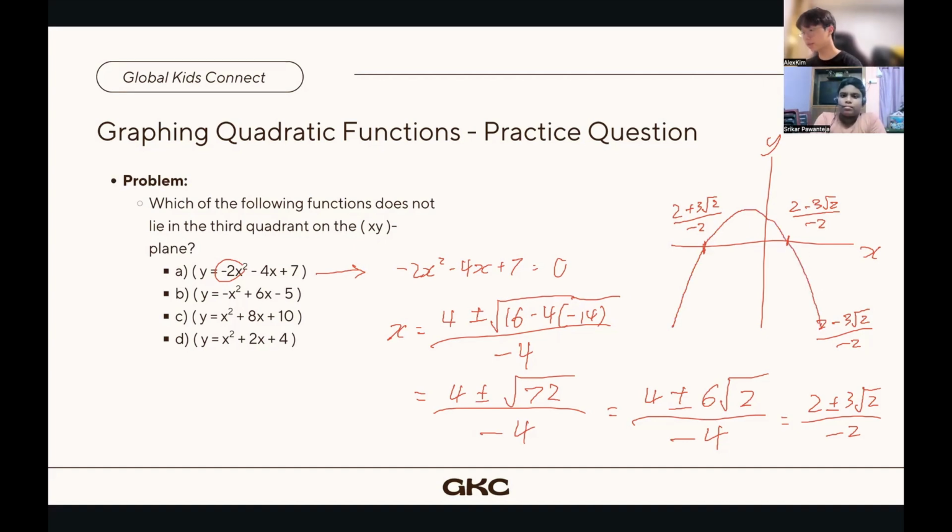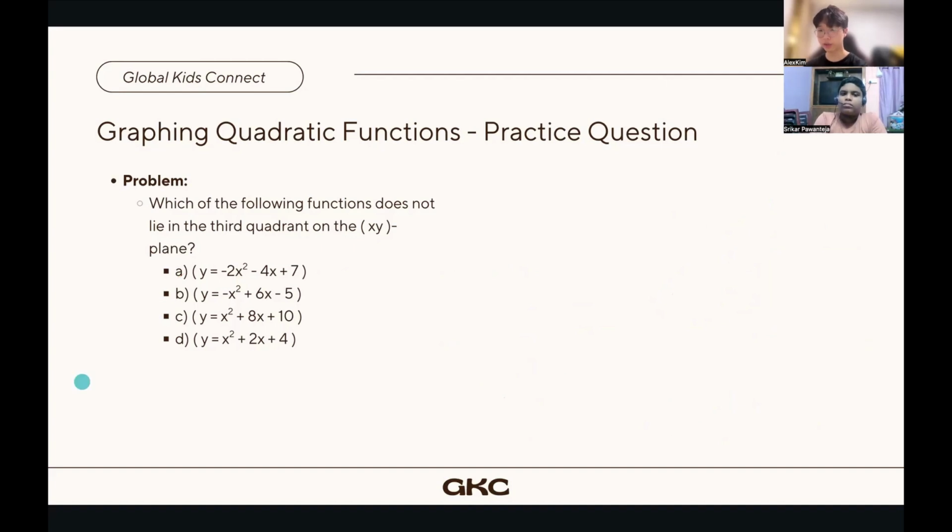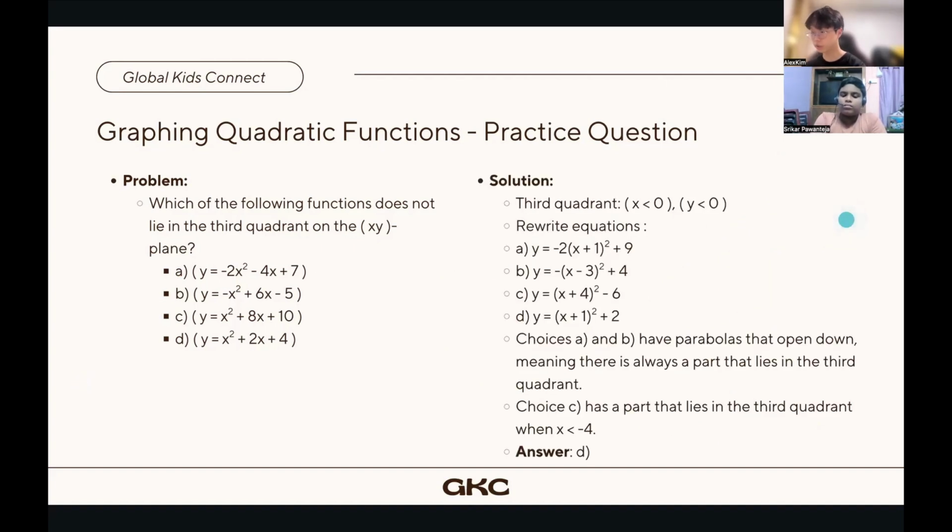Then we can automatically say that no matter what the actual values are, or how close or how far the x solutions or the vertex are, there's always a point that passes through the third quadrant within the xy plane. And so we can automatically say that A is an incorrect choice. We could go through each one, but I feel like that will take a long time. So we'll just take a look at the solution now.